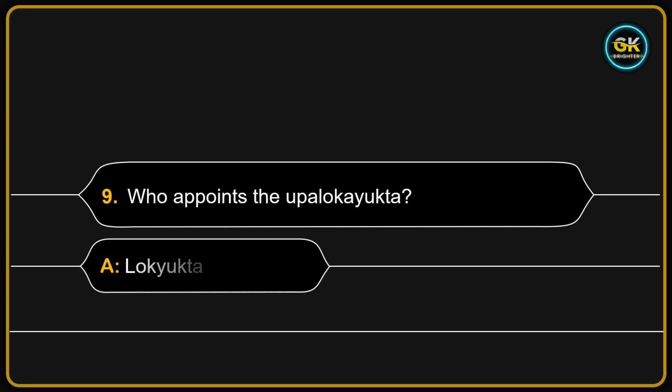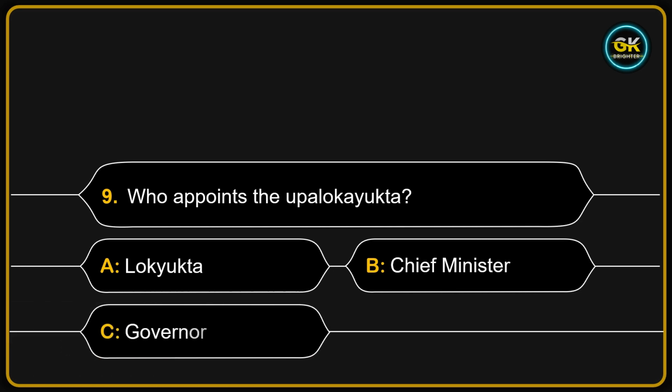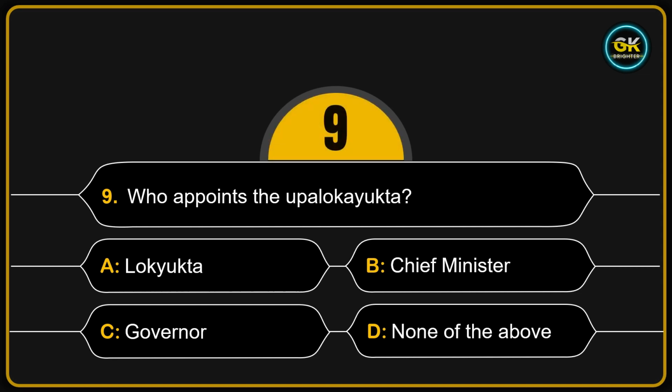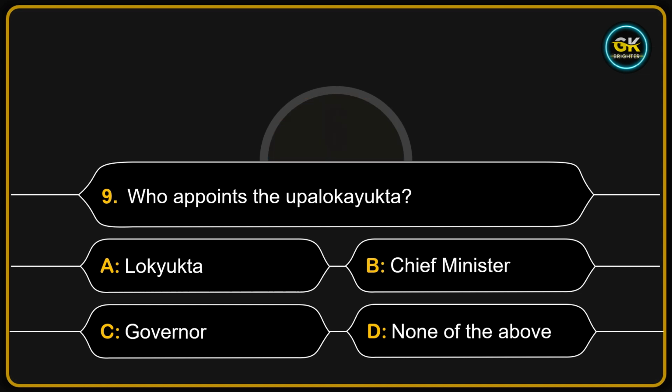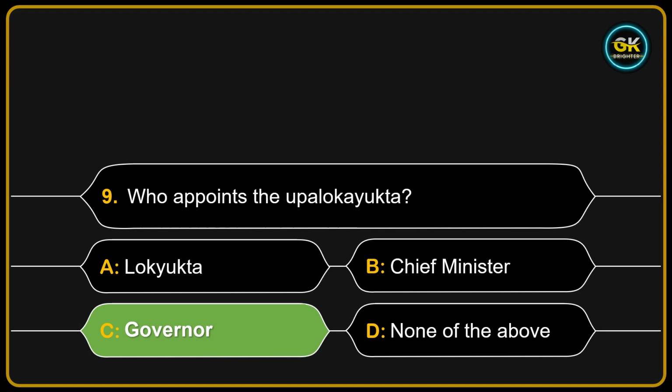Who appoints the Upalokayukta? Lokayukta, Chief Minister, Governor, none of the above. Governor.